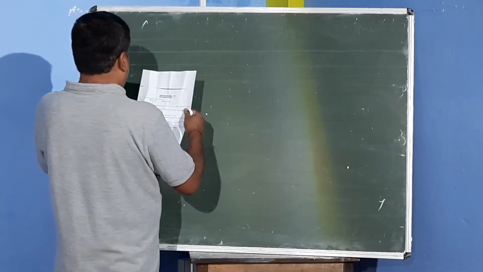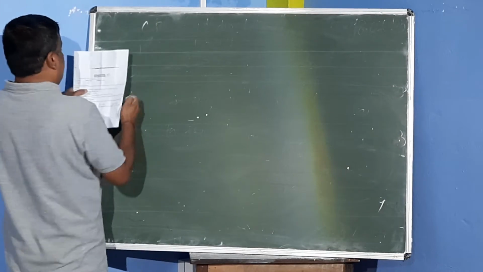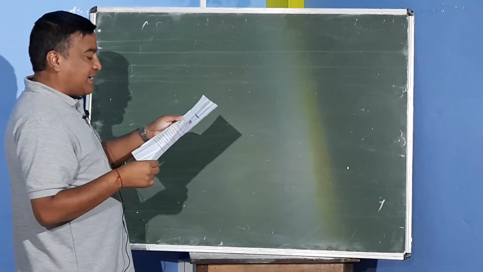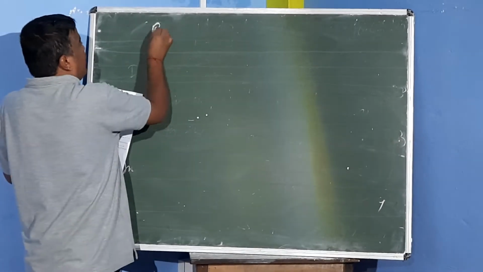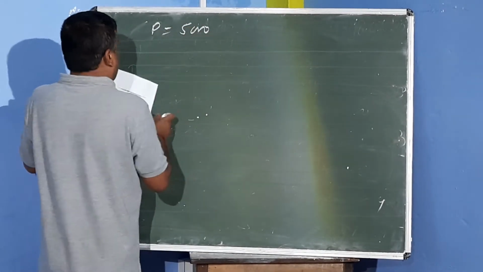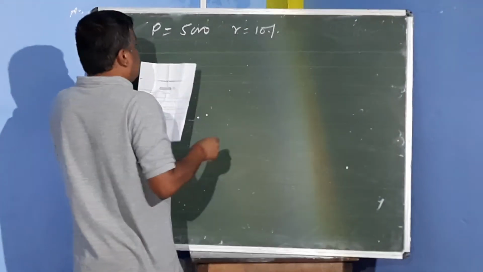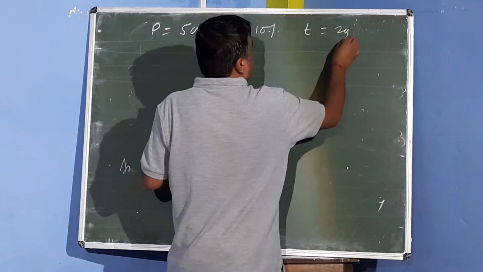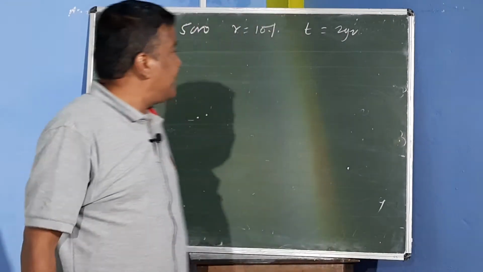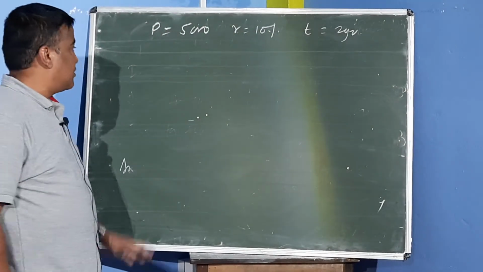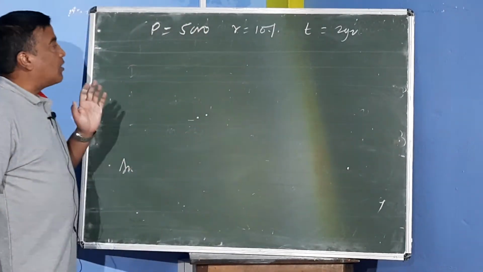Question number 3 and question number 1 is same question. Okay, so we'll do next number 1 part 2. Principal is 5,000, rate 10% and time 2 years. Okay, so in this question I'll teach you the difference between simple interest and compound interest. And the question is the difference between simple interest and compound interest.